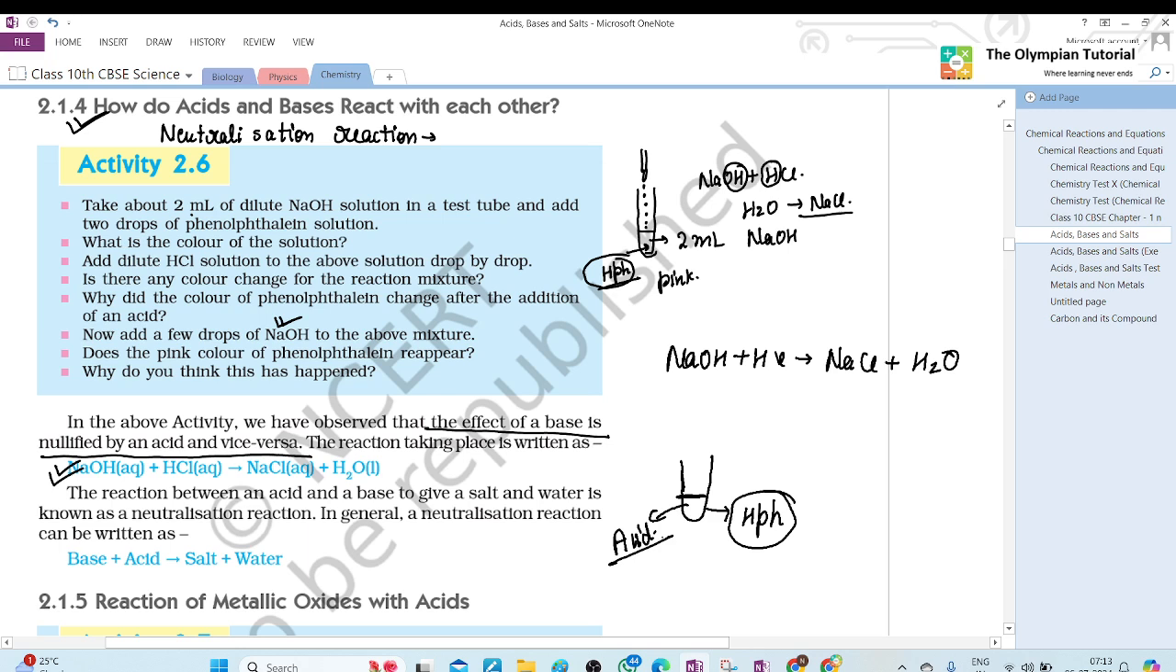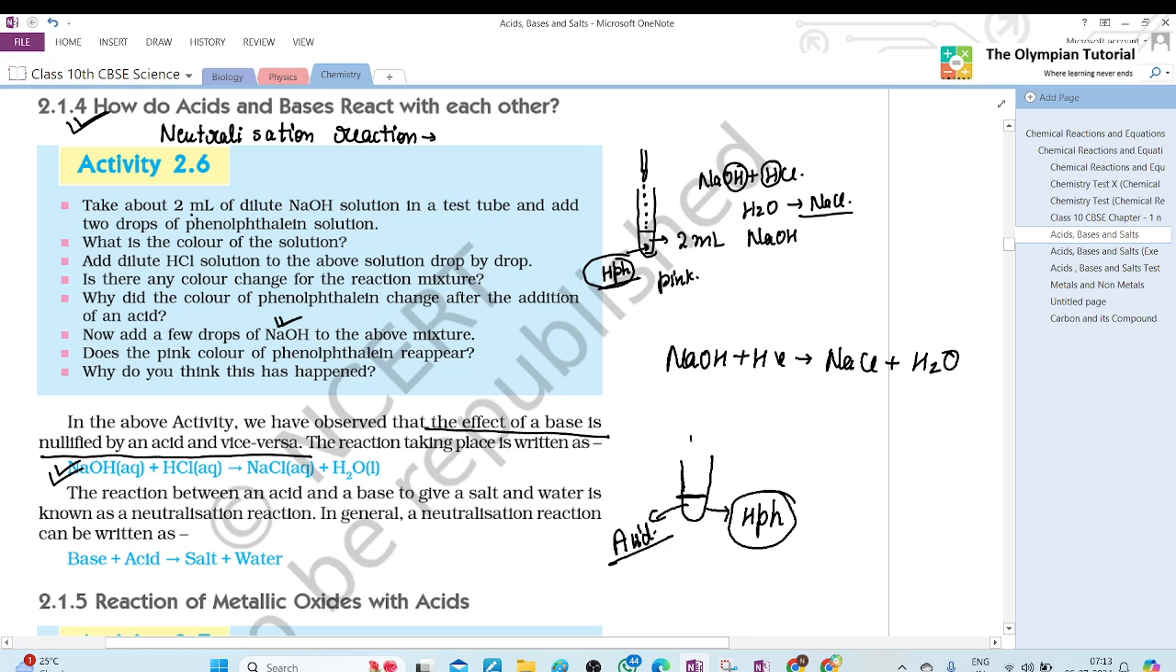Color of phenolphthalein in acidic medium. Aikta? Ma'am, there will be no change. Phenolphthalein is colorless and there will be no change. And in basic medium? It will turn pink. Okay, pink. So here no color.